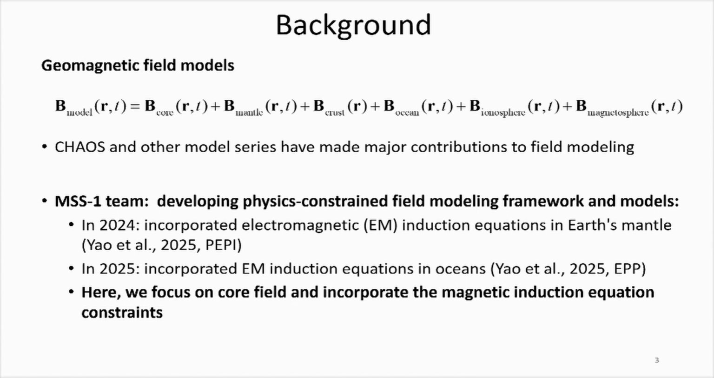A geomagnetic field model describes the spatial and temporal variations of various magnetic sources, both inside and outside the Earth, including the core, the mantle-induced field, the crust field, the ocean-induced field, the ionosphere, and the magnetosphere. Currently, there are many geomagnetic field models, including KELS, SAM, and BGM, and all these models have contributed to geomagnetic field modeling.